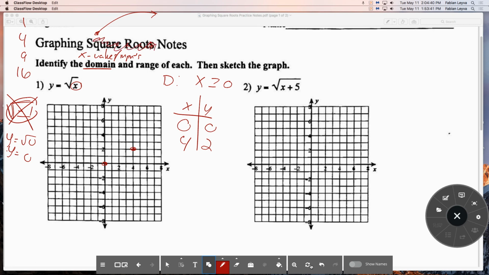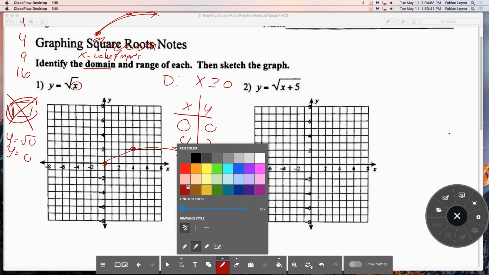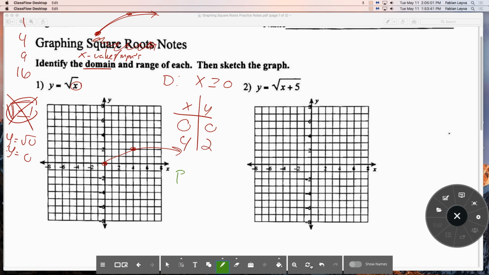We covered this yesterday, but again, the beginning of your domain is the starting point. Whatever next point you find can help you make that general graph. So that is what my graph is going to look like. So I found the domain, I graphed my square root function, but now I need to find the range.